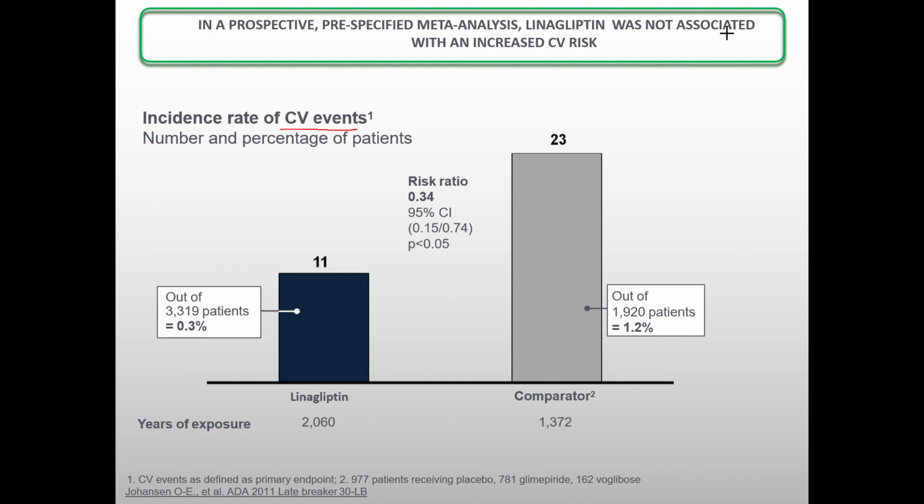Now this slide shows the incident rate of cardiovascular events. Here the patients have taken linagliptin, and here is the comparative group where the patients have taken glimepiride and voglibose. We can pretty well see that the incident rate with linagliptin is 0.3% cardiovascular events out of approximately 3300 patients, as compared with the comparator group, the patients taking glimepiride and voglibose, where the incident rate is approximately 1.2% out of 2000 patients. So with linagliptin, the cardiovascular incidence is much smaller as compared with the comparator group. So linagliptin is not associated with increased cardiovascular risk.